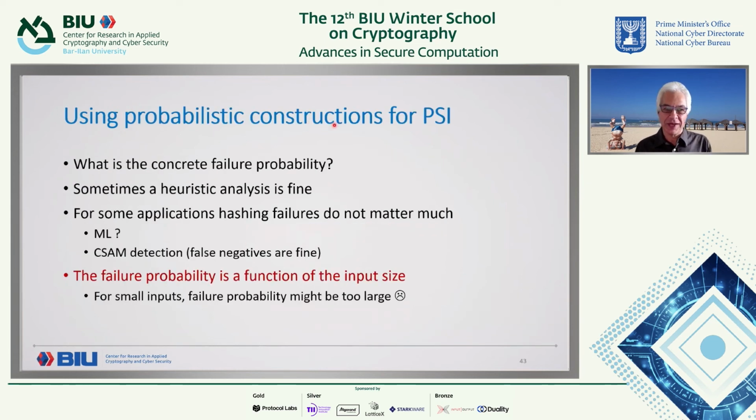Also, we're using probabilistic constructions. As I said, if we want concrete failure probabilities, sometimes heuristic is fine. Sometimes we can have hashing failures, say for malicious, for machine learning or for CSAM detection. If you want to have a rigorous analysis, it's quite complicated. What we should remember, I'm talking here about someone who wants to implement this, the failure probability decreases with the input size. If you work with small input sizes, make sure that the failure probability of your system is still small, because it might be much larger, because 1/n is not that small where n is small.